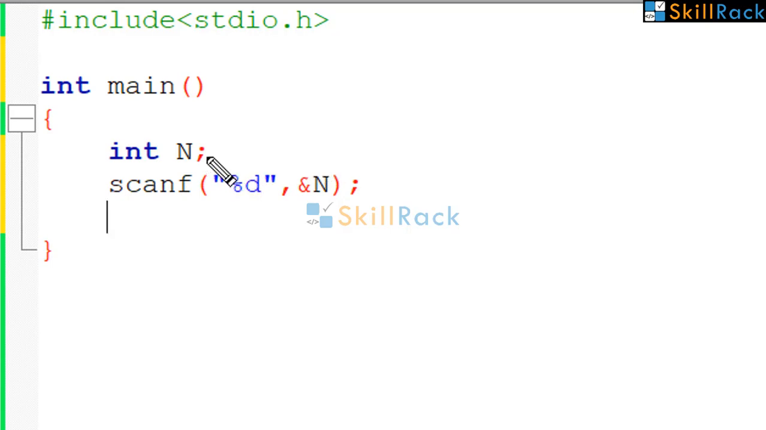Here we have accepted a number n. We should multiply it with 7 without using the arithmetic operator asterisk. How to do that? For that, we need to understand the left shift operator. So n left shift 1 is equal to multiplying n by 2.